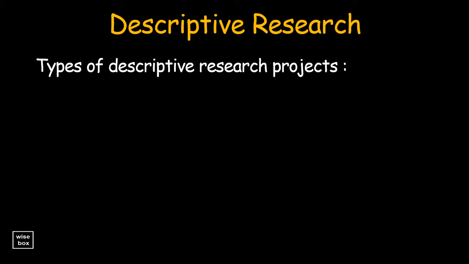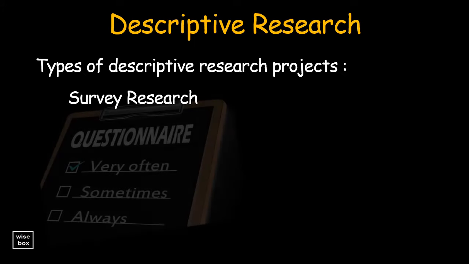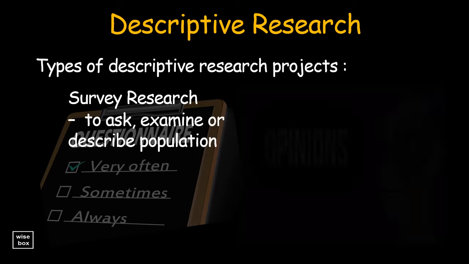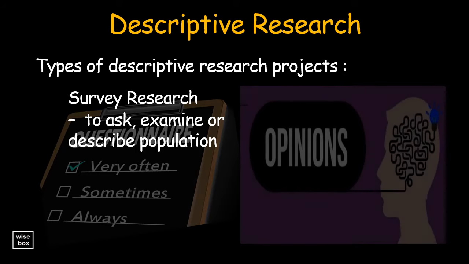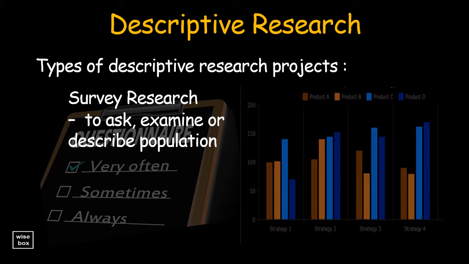The third and last type of descriptive research is the survey research design, which involves administering a survey to a sample, or the entire population, of people. Its purpose is to ask, examine, or describe the attitudes, opinions, behaviors, or characteristics of the population. Surveys can also be used to describe trends and to determine opinions about policy.